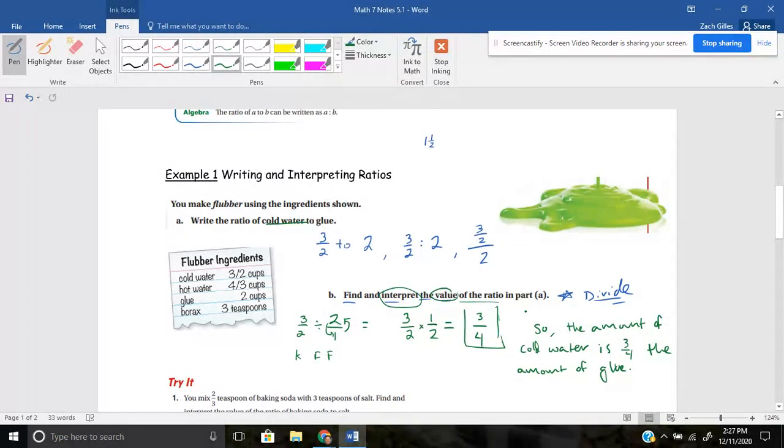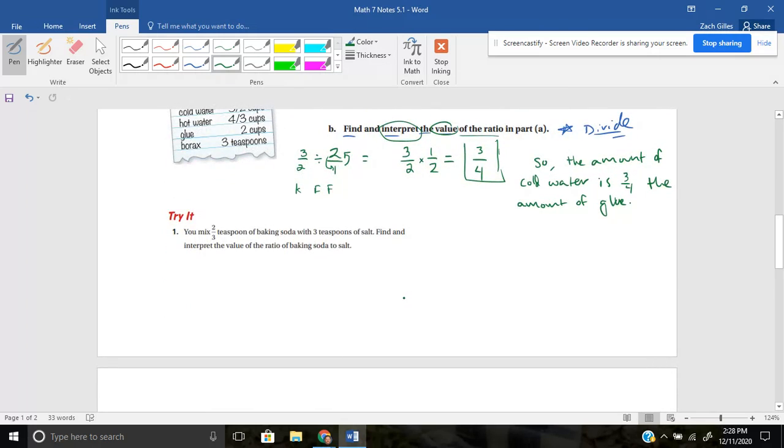We said that in the beginning. We thought of 3/2 as 1.5 cups of water to every 2 cups of glue. We're using a half more cup of glue than water. When we divide those, the amount of cold water is 3/4 the amount of glue that you used. So that would be my final answer, 3/4, and the explanation here is how I interpret it. Go ahead and pause the video now to try the Try It number 1 and see how you do.